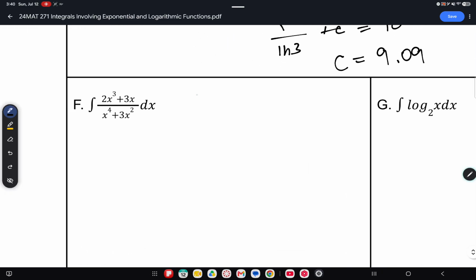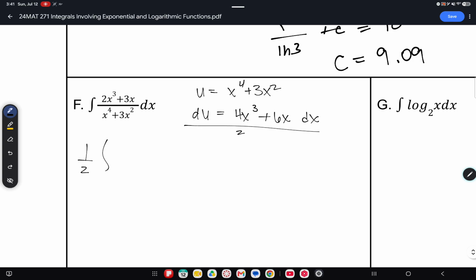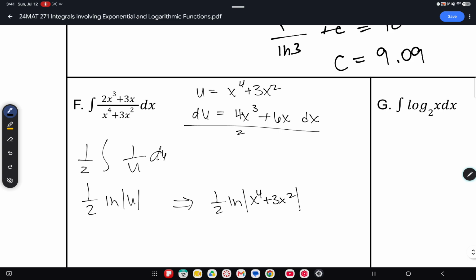All right. Let's try this one. So let's say u is x to the 4th plus 3x squared. So that du is 4x cubed plus 6x dx. And I want 2x cubed plus 3x. So if I just divide all that by 2, we should be good. So 1/2 and the integral of 1 over u du, which will be 1/2 natural log absolute value of u. And I'll go back into our original. So 1/2 natural log absolute value of x to the 4th plus 3x squared plus c.